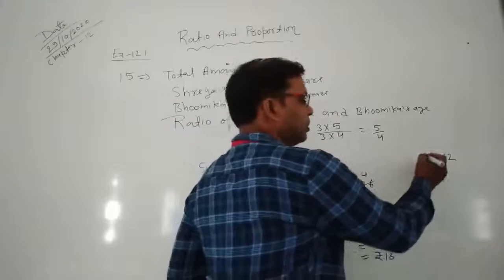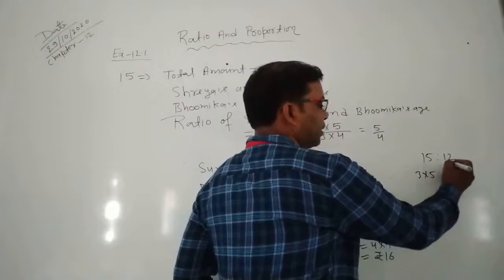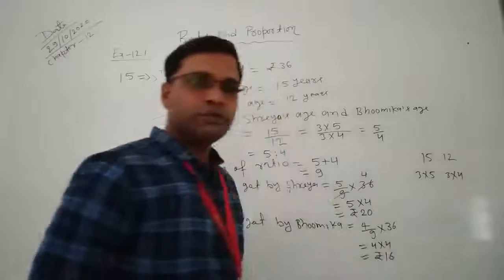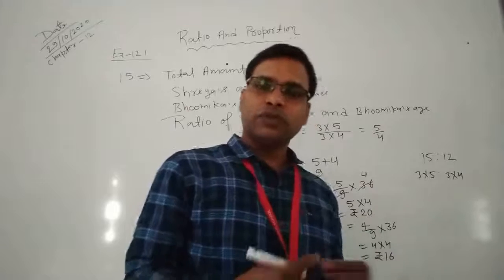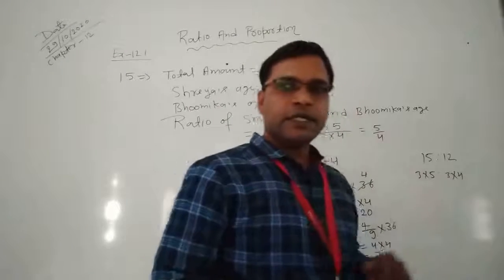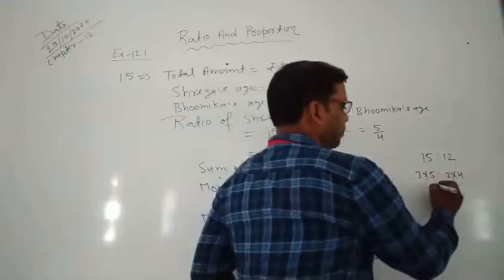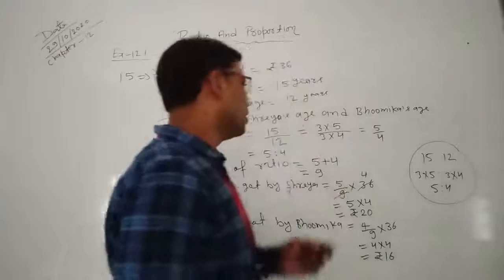You know very well, 15 you can write as 3 into 5, and 12 you can write as 3 into 4. You can see here in both quantities, 3 is common, so you can divide both terms by 3. If you divide both terms by 3, you have here 5 ratio 4. This is one method.